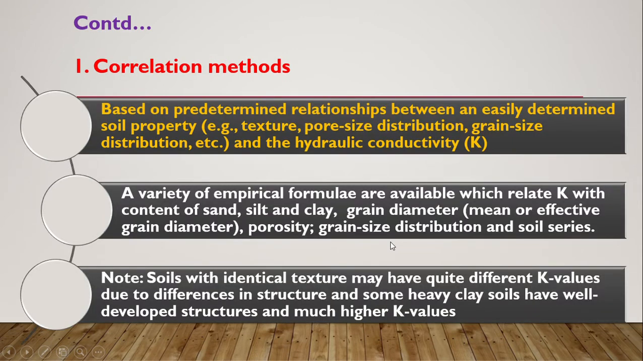First one is the correlation method. As I have explained earlier, it is based on a predetermined relationship between an easily determined soil property, which may be texture, pore size distribution, grain size distribution, etc., and the hydraulic conductivity. We will have an equation between hydraulic conductivity and any of these parameters, and by using that equation we will find hydraulic conductivity. That is the correlation method.